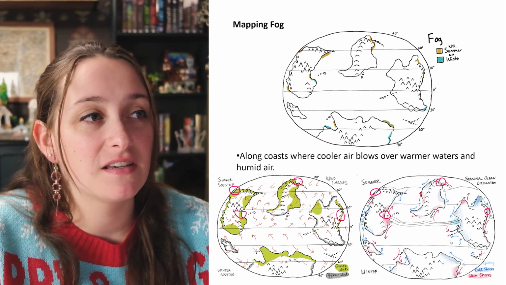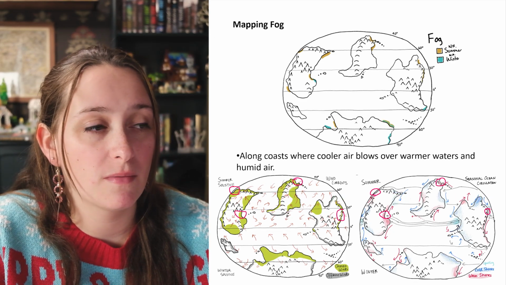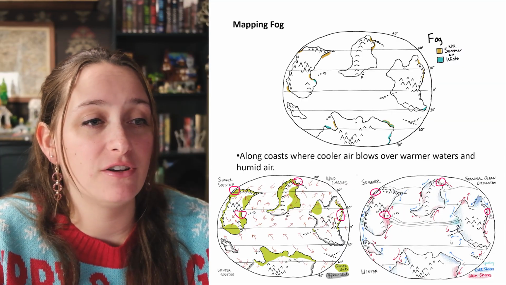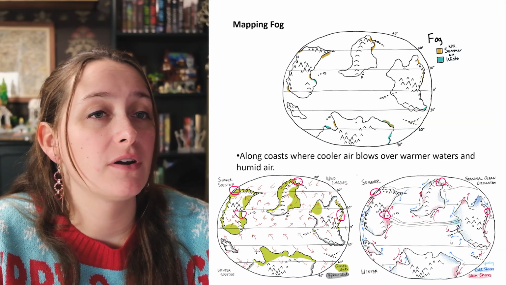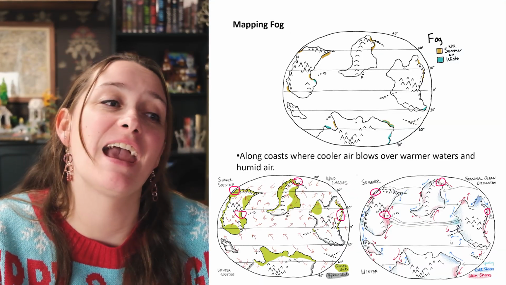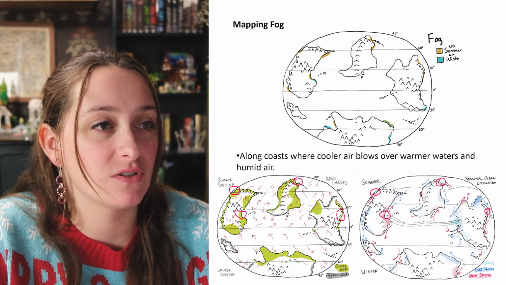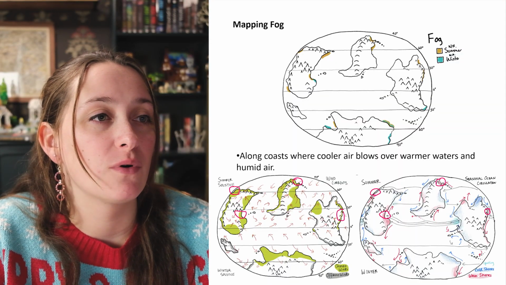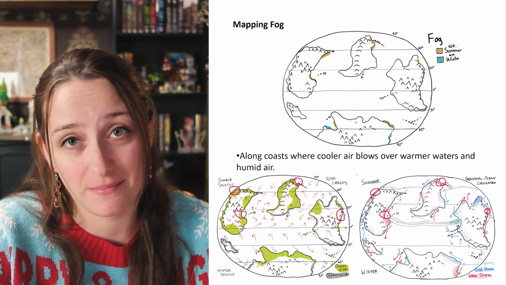Okay, so next, we're going to look at coasts where cooler air blows over warmer waters and humid air. And you're going to look at, again, the wind current and ocean circulation seasonal maps for areas with warm shores and onshore winds coming from the polar direction, aka cold winds. This is sort of the reverse. And again, I have these circled in the bottom for the northern hemisphere summer ones, and then you can see those reflected on the map there.